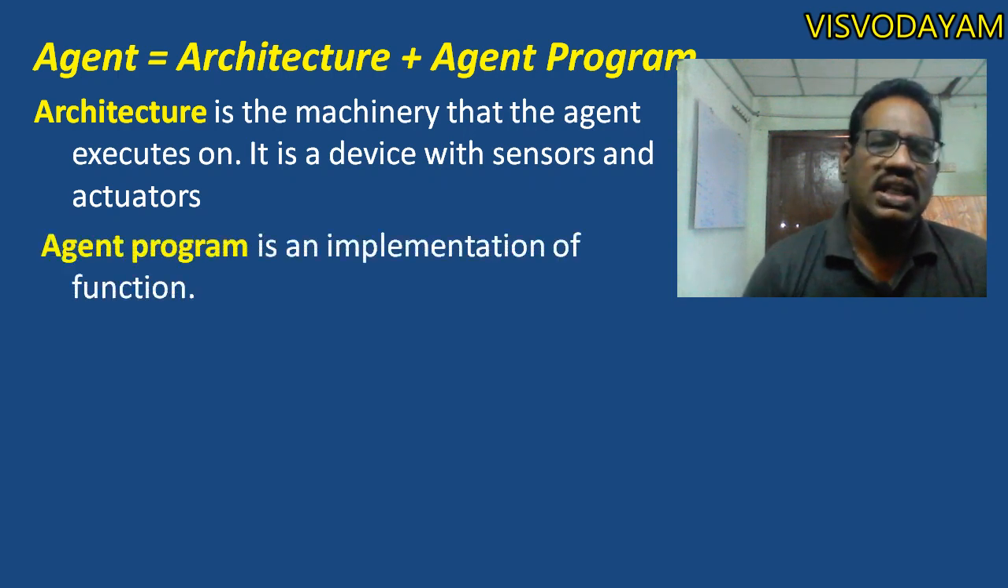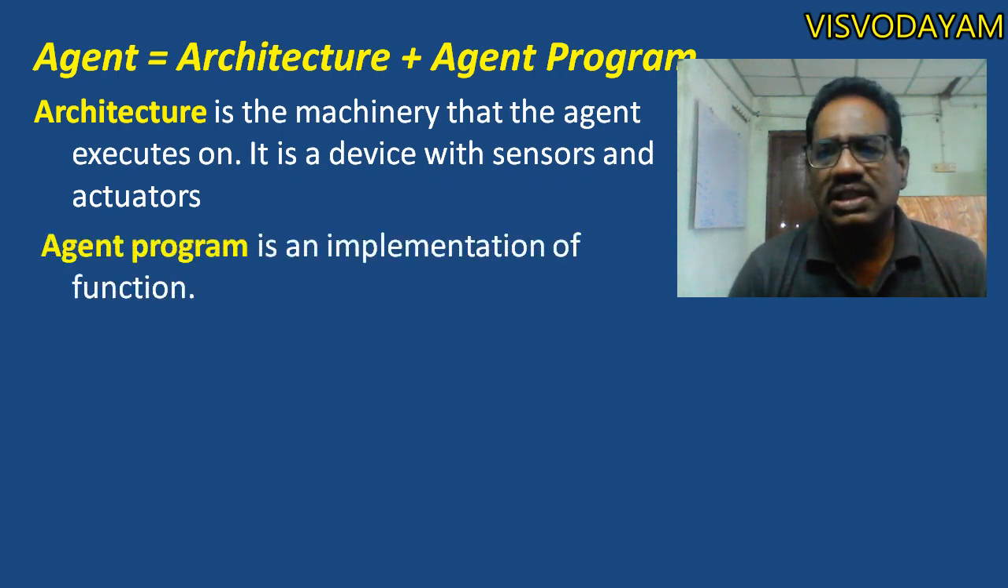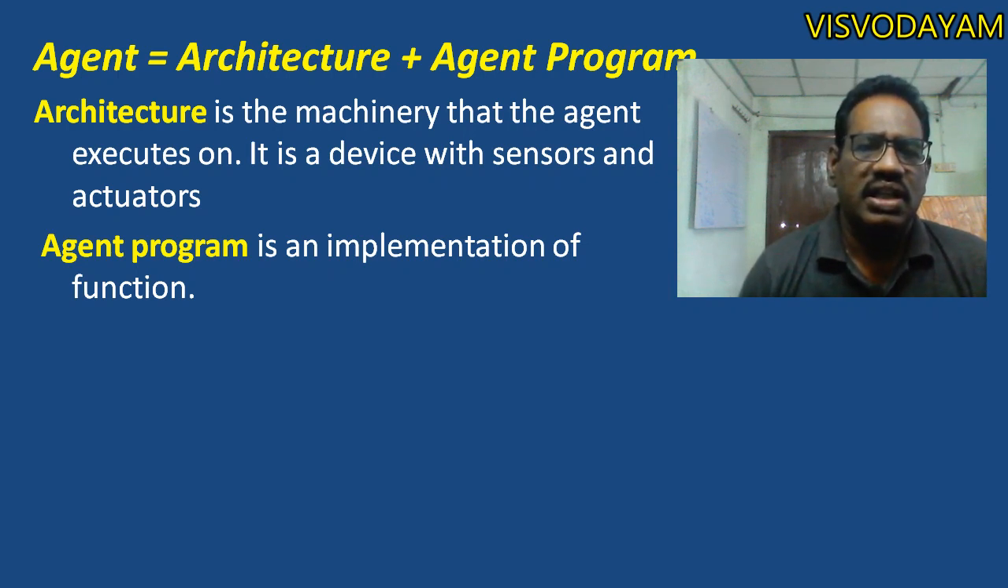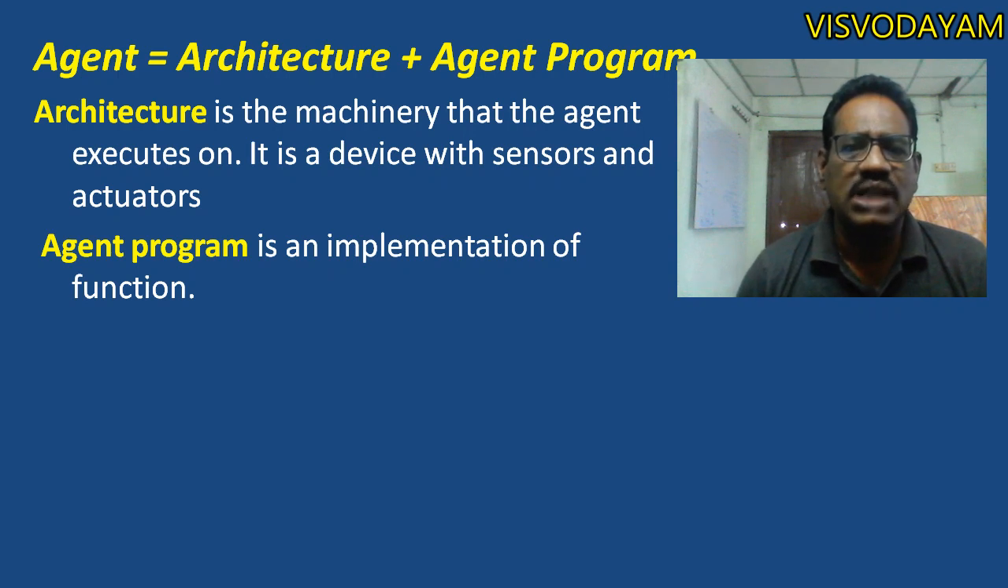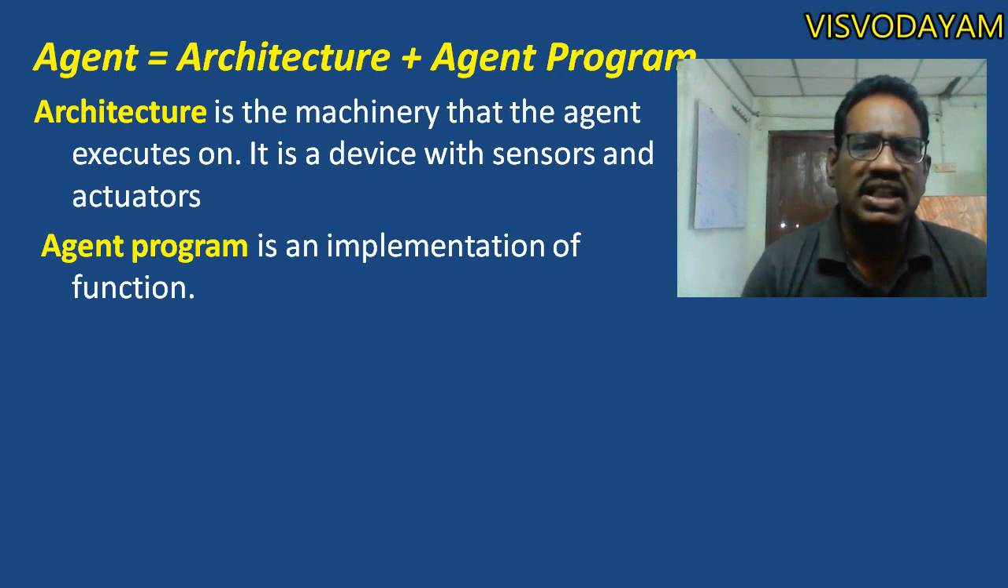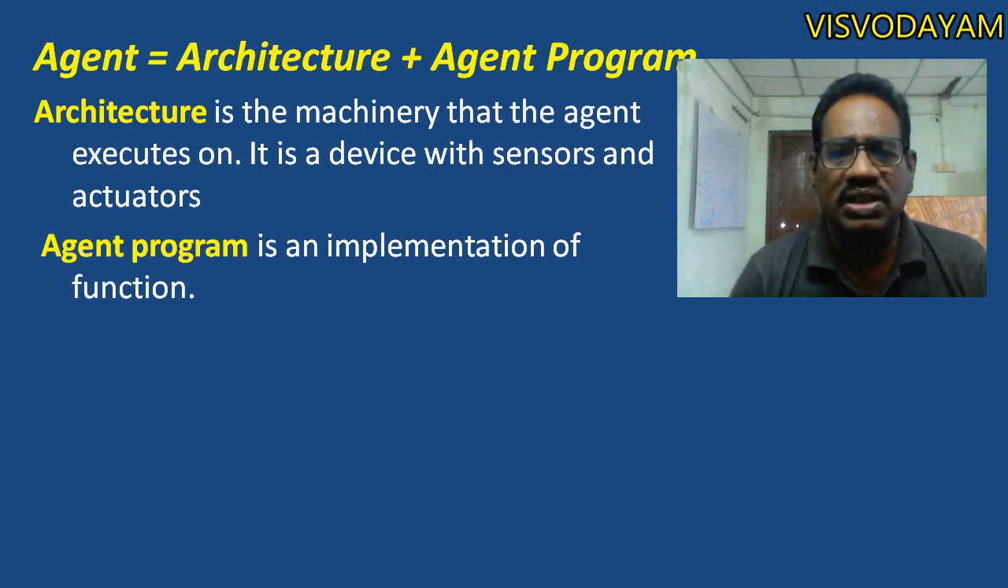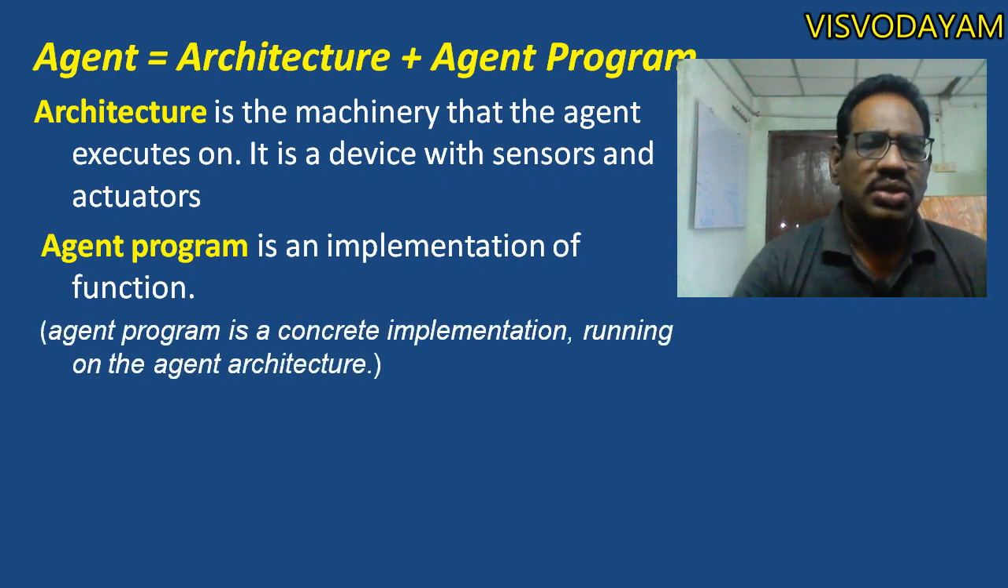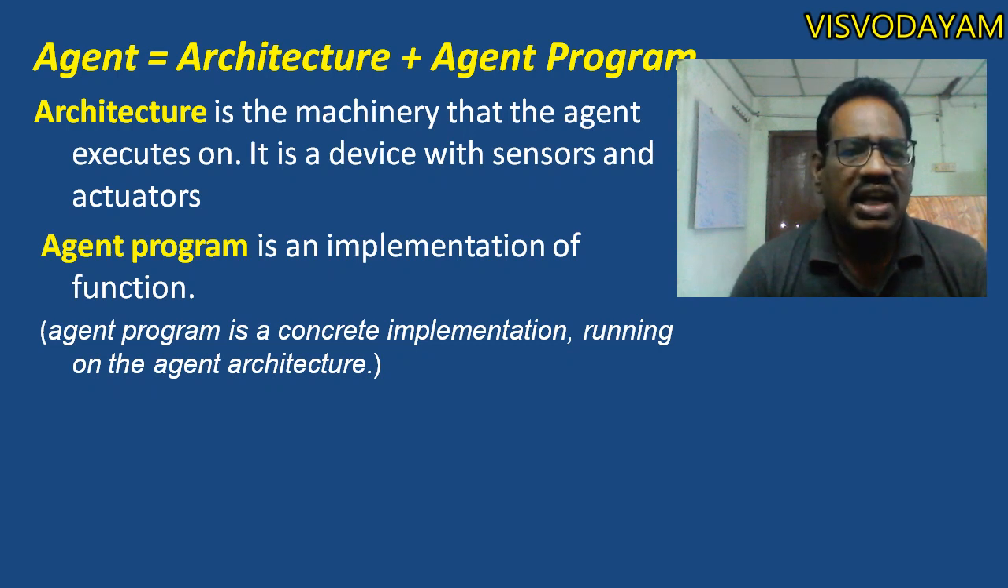The other one is the agent program. Every agent is intended for doing certain functions, certain actions on the environment. For doing that, the agent will have an agent program. Based on the perception of the environment, the agent has to initiate the actions. The actions can be implemented by the actuators. For initiating the actions, the agent program will take care of it. So the agent program is the concrete implementation, running on the agent architecture in the form of a program.